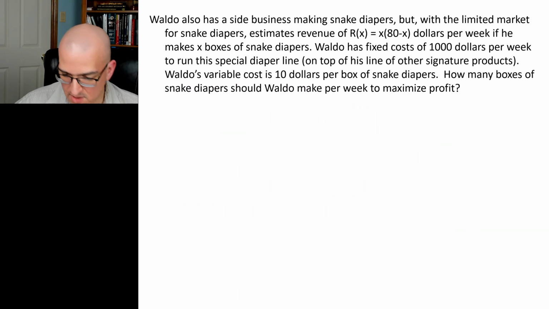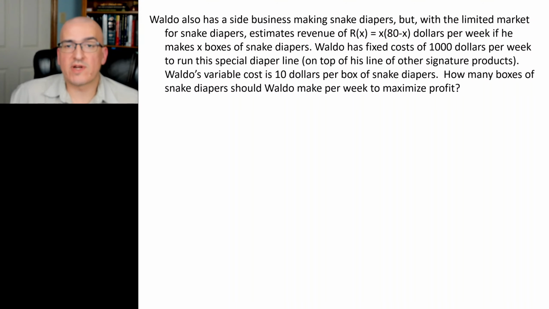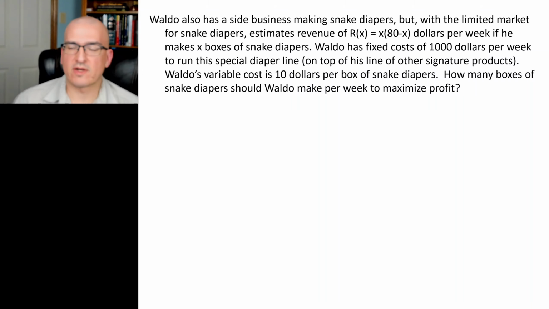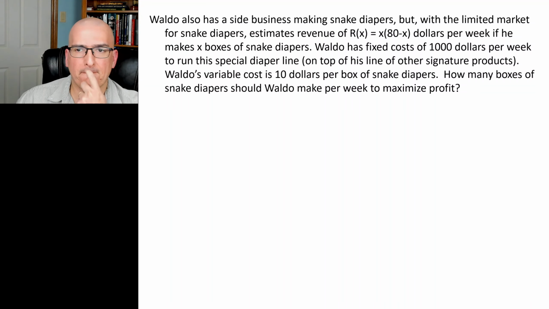Let me give you an example of an optimization question that's all put together nicely, or pretty nicely. So Waldo, famous Waldo, has a side business making snake diapers. Snake diapers must be a very, very small market. And Waldo estimates that revenues for these snake diapers, if he sells X of them, would be given by X multiplied by 80 minus X. So that would be dollars per week if he makes X boxes, actually.